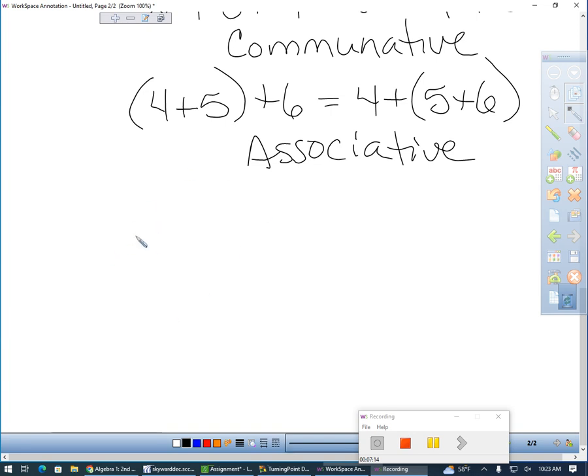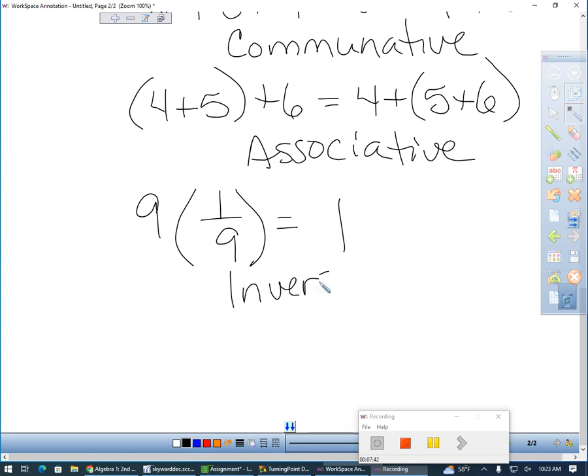All right. Let's do one more. What if I had... how about 9 times 1/9 equals 1? Inverse. Very good. All right.